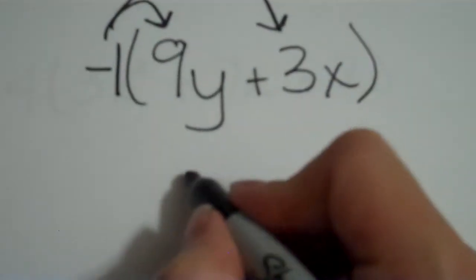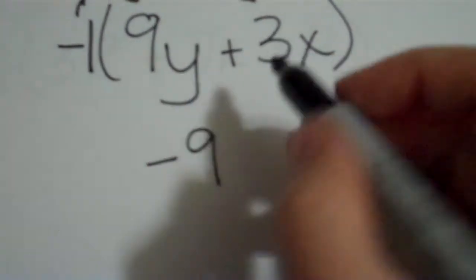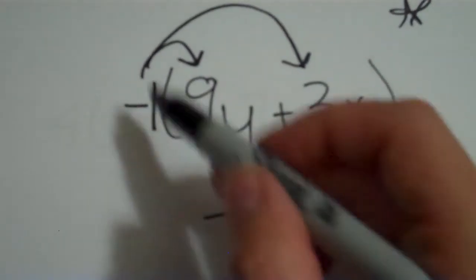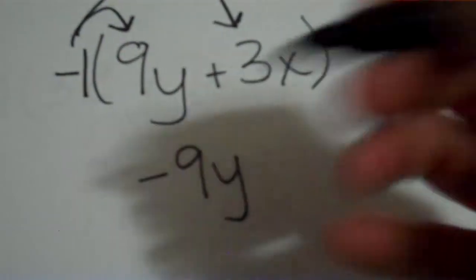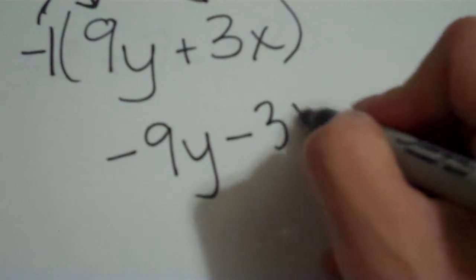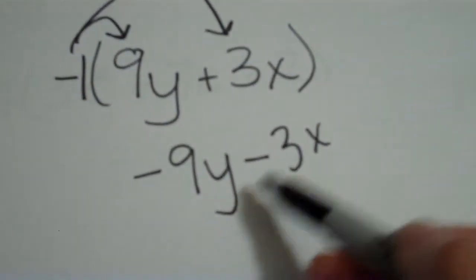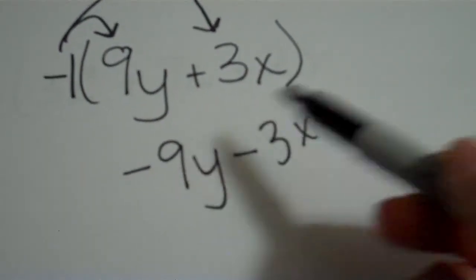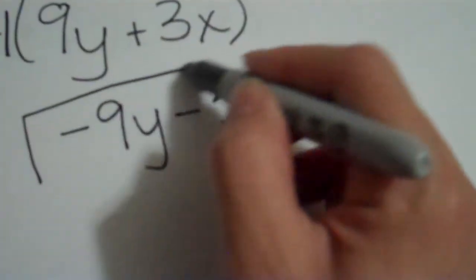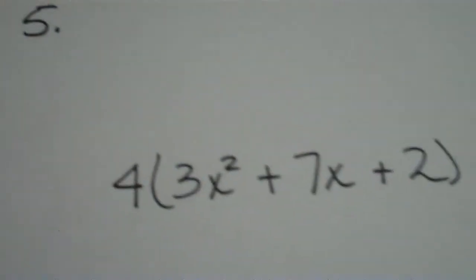So I do negative 9, and then I write down my y. And I'm just going to let you know, negative 1 times positive 3. You could do the calculator, but it's just negative 3. And then you bring your x down. Remember, you can't combine these things because they're different. One's a y, one's an x. You can't actually combine them. That's all you have to do. Okay? Simple.